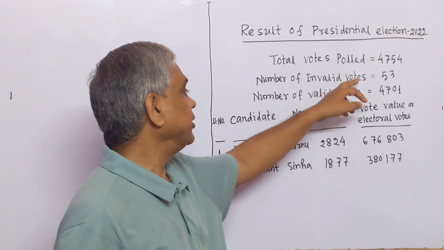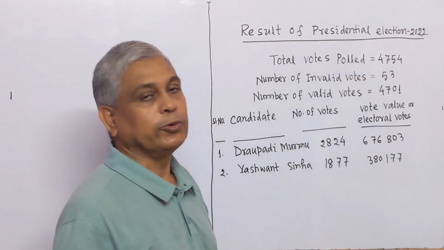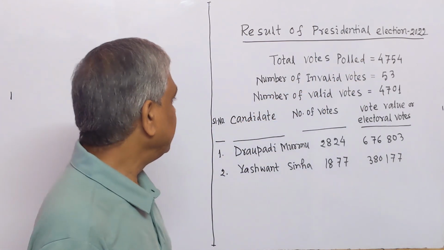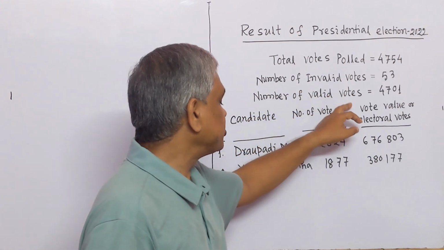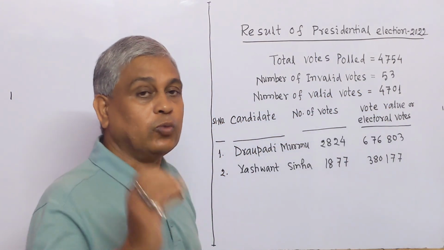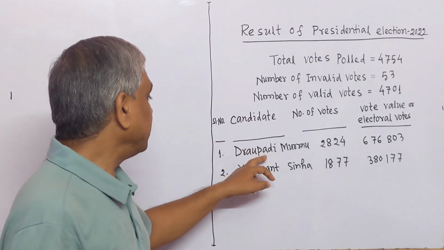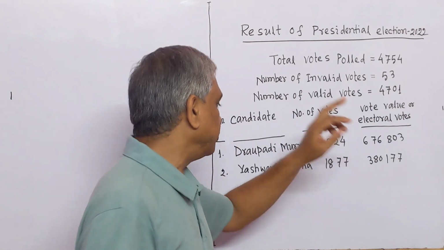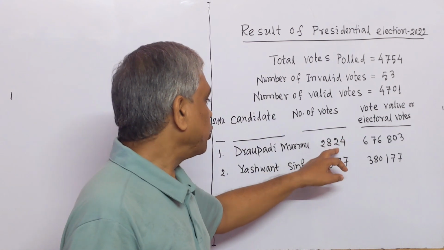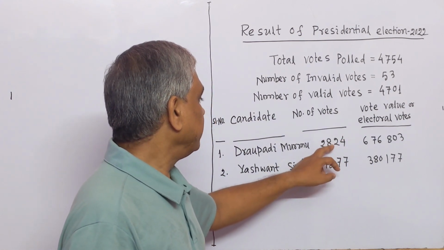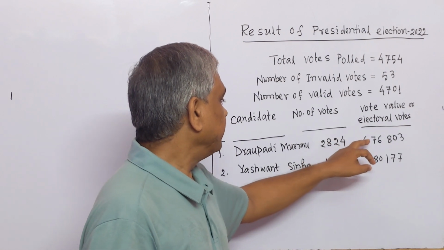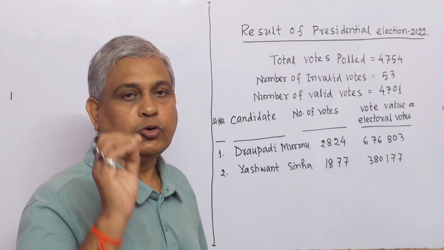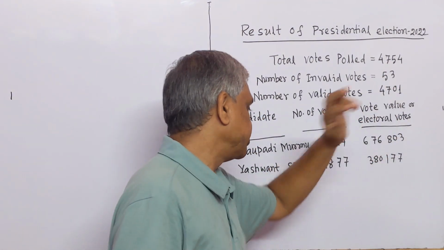Total votes polled: 4,754. Number of invalid votes: 53. Number of valid votes: 4,701. The candidate Droupadi Murmu got 2,824 votes. The vote value of 2,824 votes is 6,76,803. Vote value is also called electoral votes.